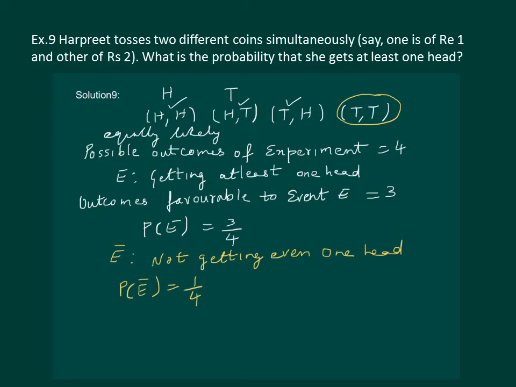We could have also done this by using probability of E bar equal to 1 minus probability of E, which is equal to 1 minus 3 by 4. Taking LCM 4, 4 minus 3, that is 1 by 4. So both ways we get the same answer.